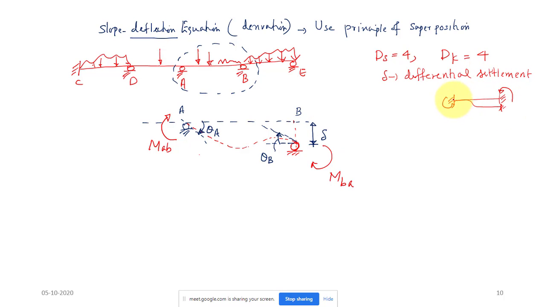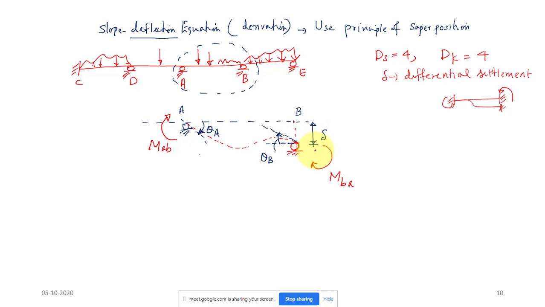Let us say this support is sinking 10 millimeter and this is sinking 15 millimeter, so there is a difference of 5 millimeter. In that case, with a differential settlement, we will have additional moment in the structure. So as a general case, I am considering all the possible displacements in the structure. It can have two rotations and one relative displacement. So only the relative one I have to consider. I am keeping this one at 0 and moving this one by delta.